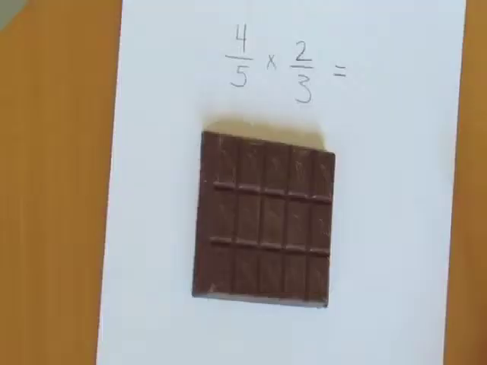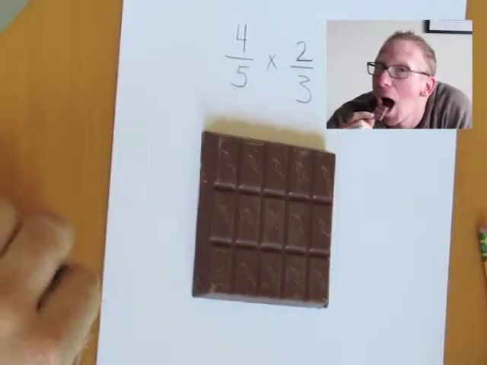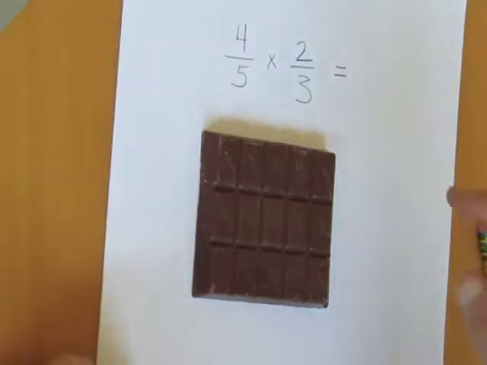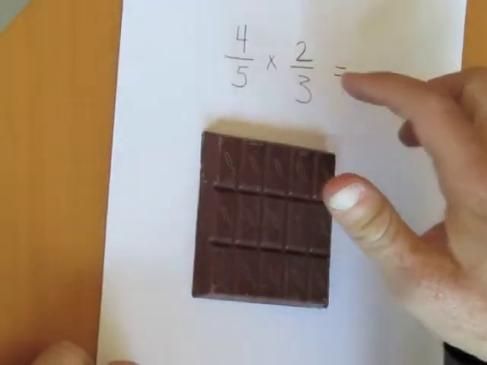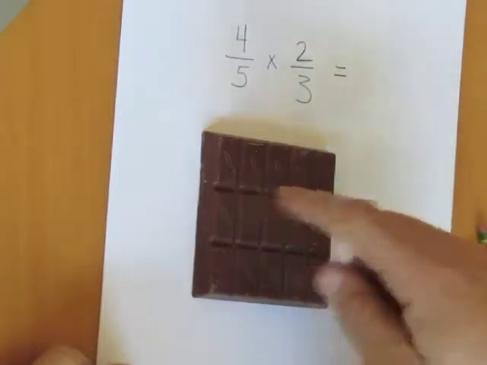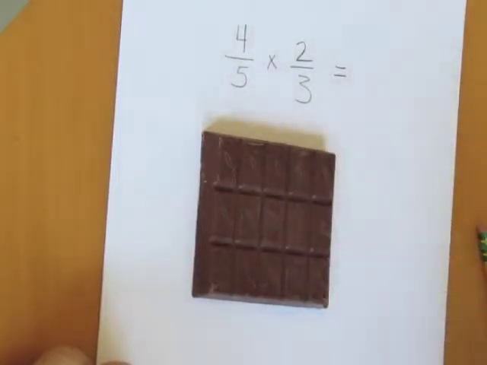In this video, I will demonstrate how to multiply fractions using this chocolate bar. But I have to work quickly because my chocolate bar will melt. I ate some of my chocolate bar, so let's use what's left over to multiply 4/5 times 2/3. We'll start by creating a grid that follows the divisions on the chocolate bar.